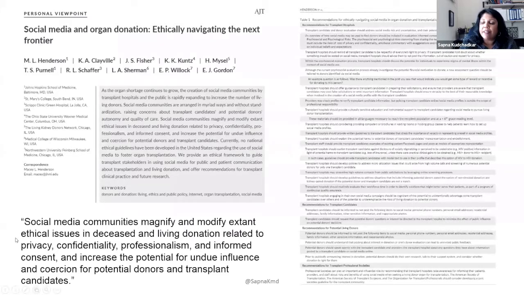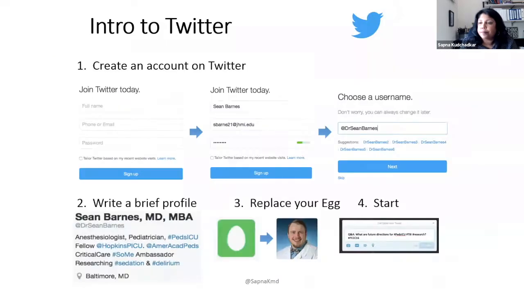And this quote that I have at the bottom left really, I think, puts together all of the issues related to confidentiality, privacy, professionalism, and informed consent that may have a potential impact on how social media is viewed in the transplant community, which is why today we're focusing solely on your own professional career development.